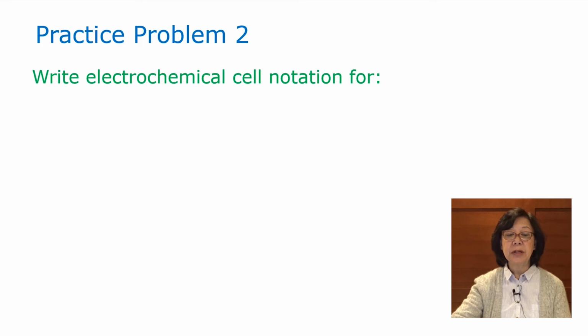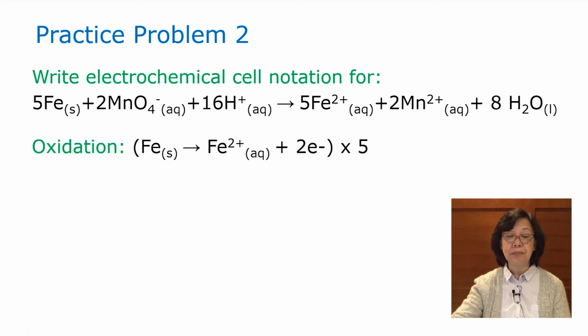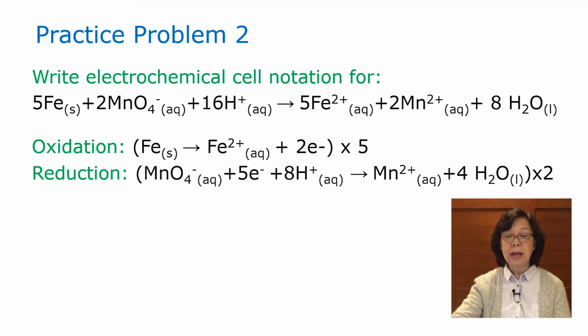Try this problem. Write the electrochemical cell notation for the iron and permanganate to form iron 2 plus and manganese 2 plus ion in acidic medium. As we note, the iron is oxidized into iron 2 plus, giving out 2 moles of electrons. And the permanganate ion is reduced into Mn2 plus, gaining 5 moles of electrons, in 8 moles of hydrogen ion. To equalize the number of electrons, we multiply the oxidation half reaction by 5 and the reduction half reaction by 2.